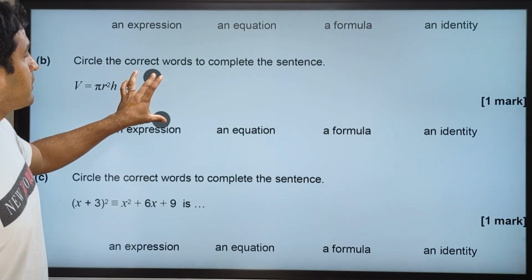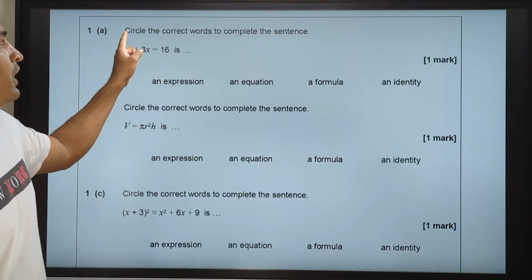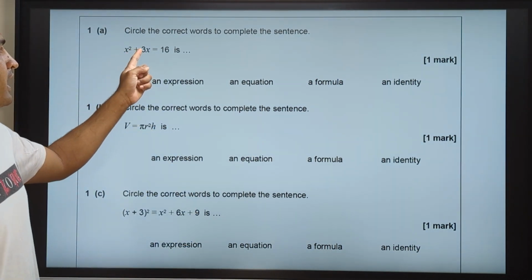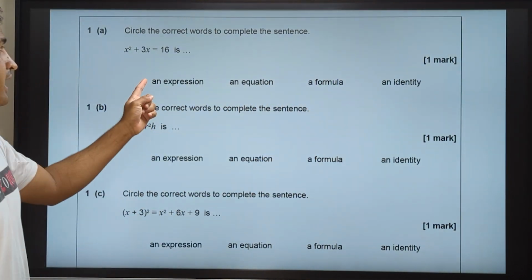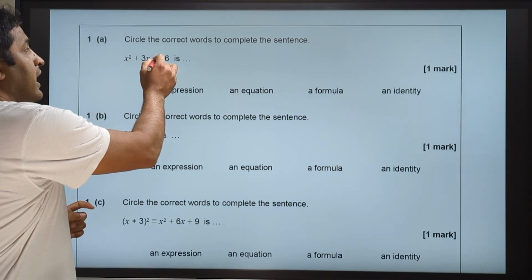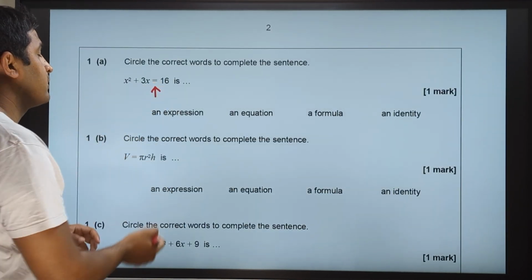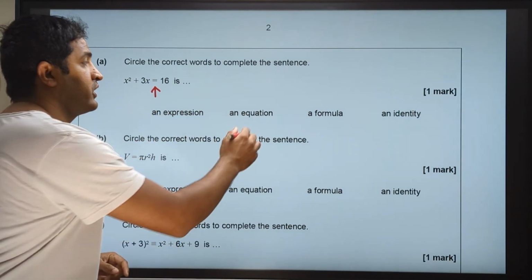So there are a few questions here again. Basic algebra, that's what we're looking at here. So circle the correct words to complete the sentence. Okay, x squared plus 3x equal to 16 is which one of these? It can't be expression because there is an equal sign here. It can be equation, yes.